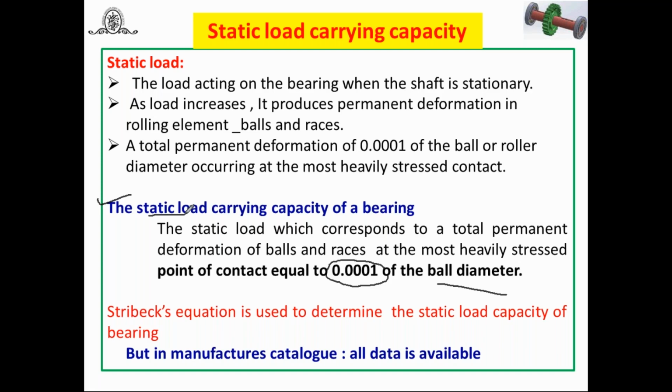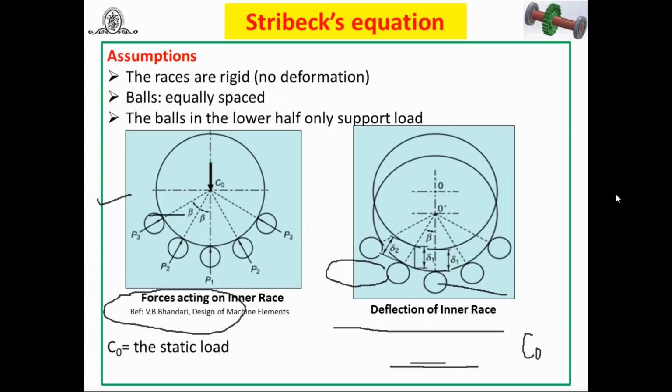But how to determine it if someone is going to ask you? At that time you have to go for the Stribeck equation, which is used to determine the static load capacity. Otherwise, the data of static load capacity, that is C0, is available in the manufacturer's catalog, and you can refer to that catalog. Now again, how to derive this expression, the Stribeck equation?